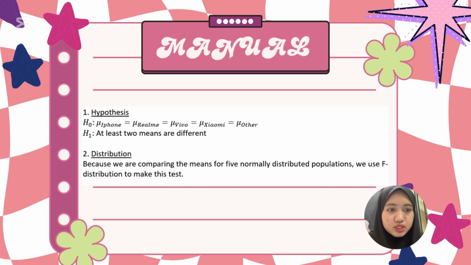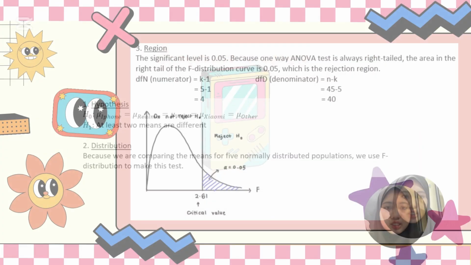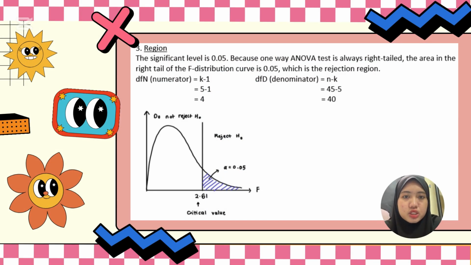Step 2, we select the distribution to use. Because we are comparing the means for five normally distributed populations, we will use the F distribution to make this test. Step 3 is the rejection region. The significance level we use is 0.05 because the one-way ANOVA test is always right-tailed. The area in the right tail of the F distribution curve is 0.05, which is the rejection region. Next, the degree of freedom for the numerator is equal to k minus 1, so we get 4. The degree of freedom for the denominator is n minus k, so we get 40. The critical value is 2.61.